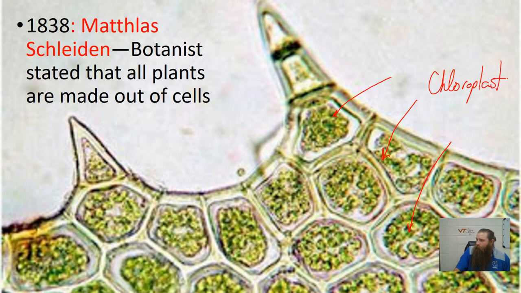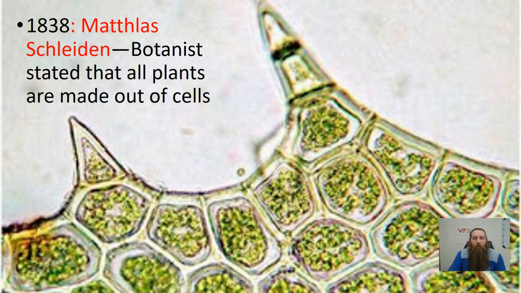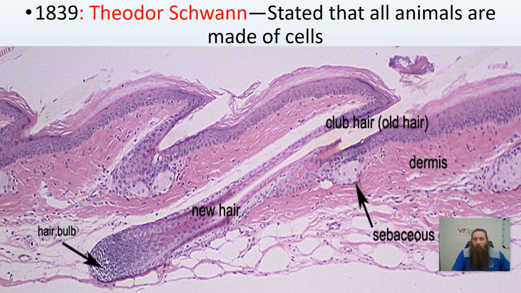Need my pen to work here. All right, so these are things you probably already know about plants, but it was Matthias Schleiden who said, hey, these things are all made of cells. Theodor Schwann says all animals are made of cells. So this is a cross section of the skin of a mouse. I actually made this slide, stained it and everything. I think this is one of the ones I made.